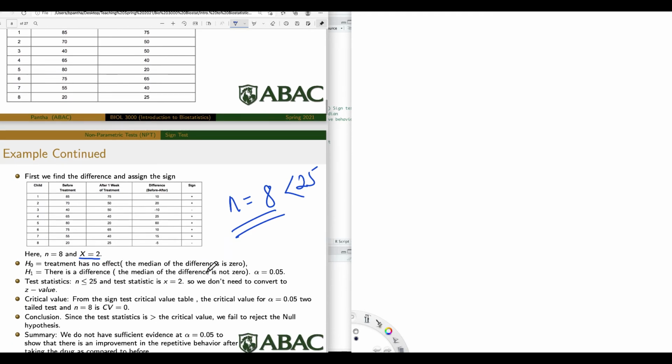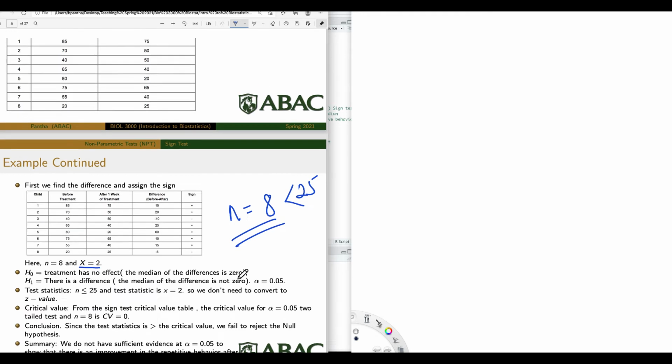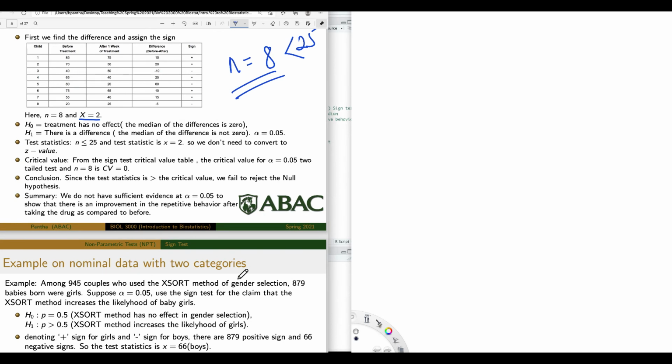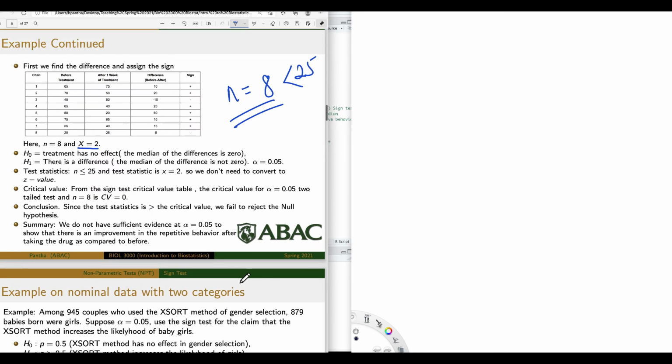All right, now what is H0? Treatment has no effect, meaning the median of the difference is 0, versus H1: there is a difference, the median of the difference is not 0. And alpha is not given here. Every time alpha is not given, you will assume alpha equals 0.05. Now, the test statistic: n is less than 25, and thus the test statistic is x equals 2. So we do not need to convert to the z value.